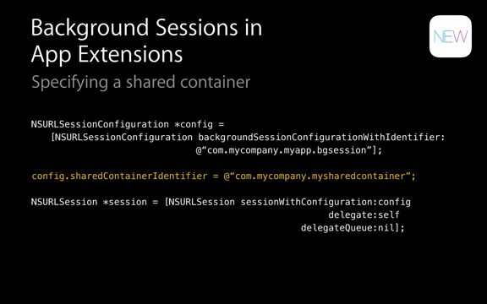Now, I mentioned that you need to use a shared data container when using background sessions and app extensions, and you can specify that using the shared container identifier property on NSURL session configuration. So what you do is you just create a configuration object using the background session configuration with identifier factory method that Steve showed you before. And you set the shared container identifier property to the identifier of your shared group container. Then you can create an NSURL session from that configuration object and create tasks in that session.